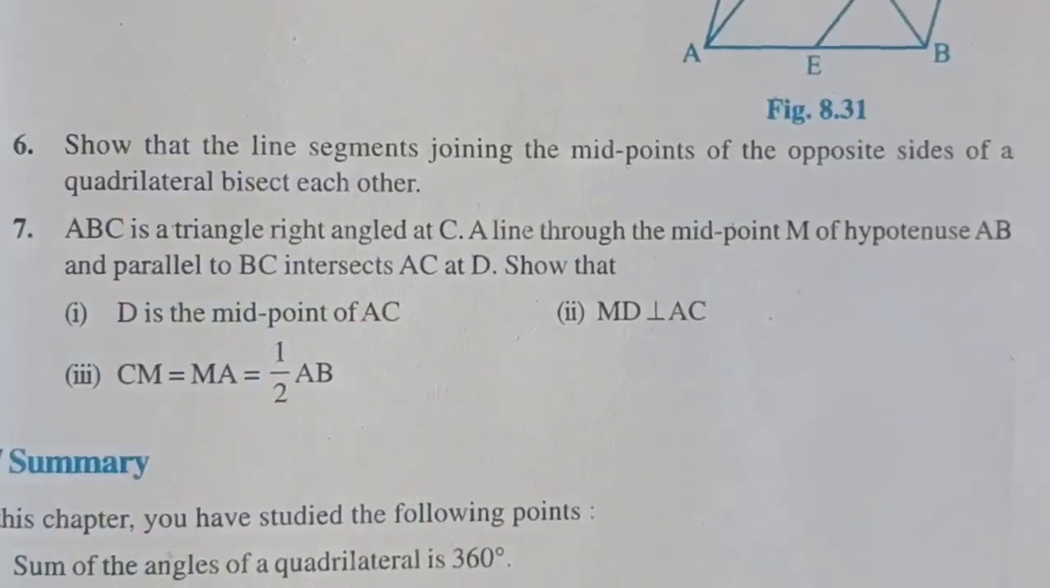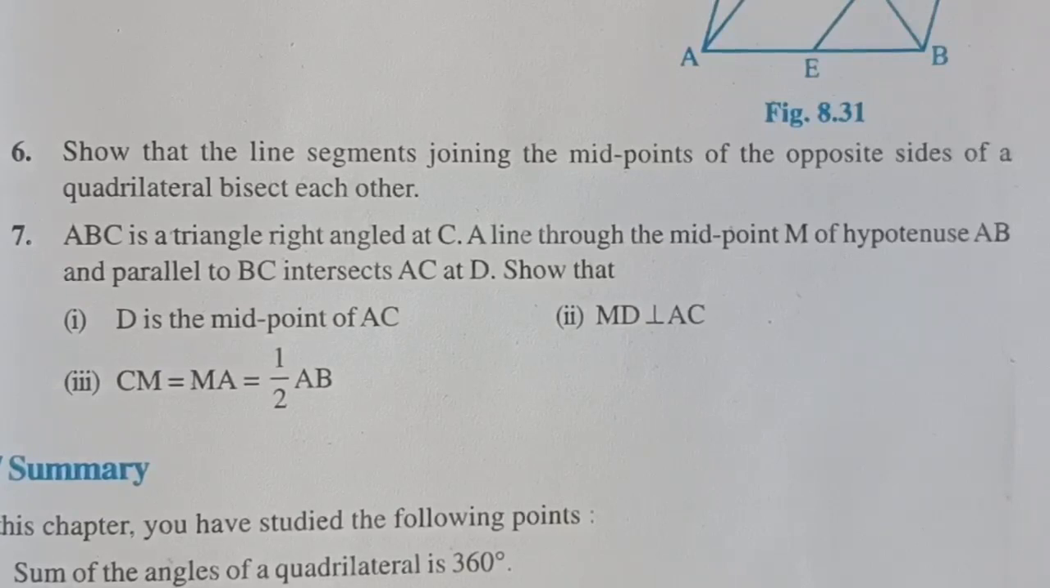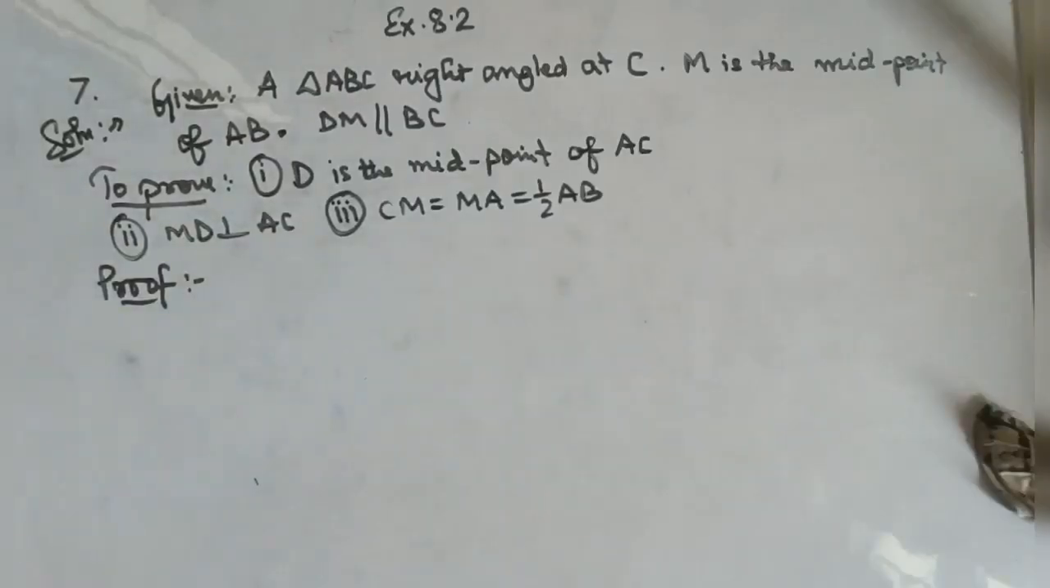Next, exercise 8.2, question number 7. ABC is a triangle, right angled at C. A line through the midpoint M of hypotenuse AB and parallel to BC intersects AC at D. Show that: Roman number 1, D is the midpoint of AC. Roman number 2, MD is perpendicular to AC. And Roman number 3, CM equals MA equals half of AB.